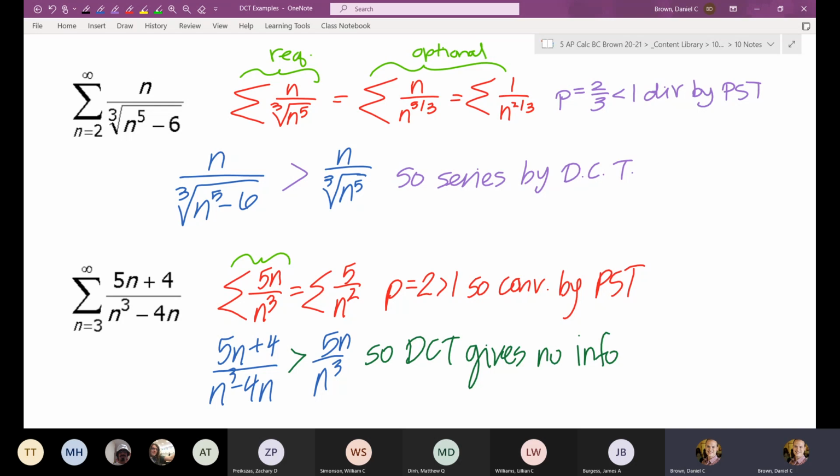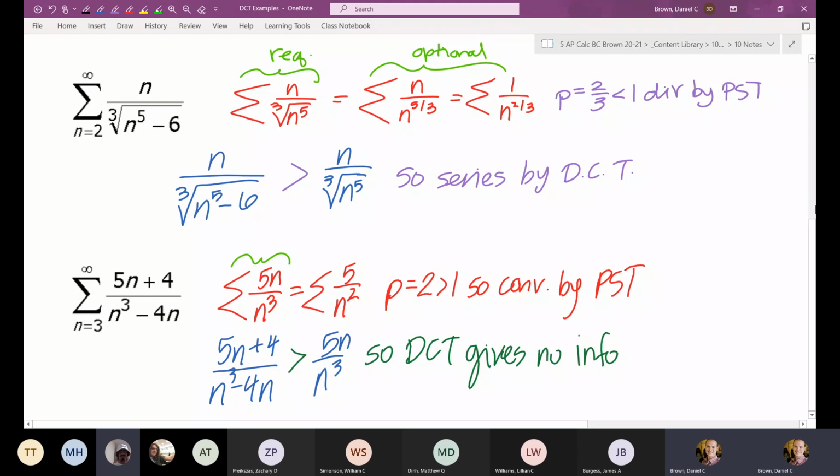Questions on the DCT before we go to the LCT? Yes, Alex? For that last one, could you also use the nth term test? Well, yes, the limit of that one goes to 0, so the nth term test gives no info. So you try something else. Whenever you get no info, it doesn't mean stop. It just means keep going until you have a definite answer.